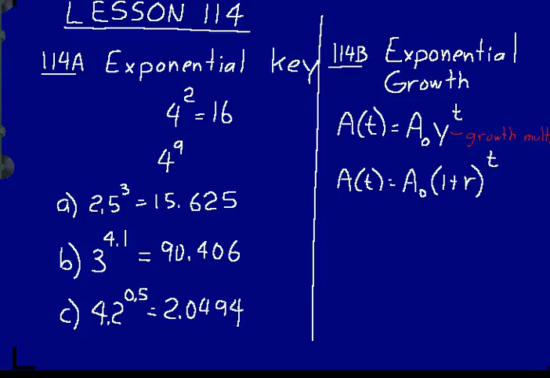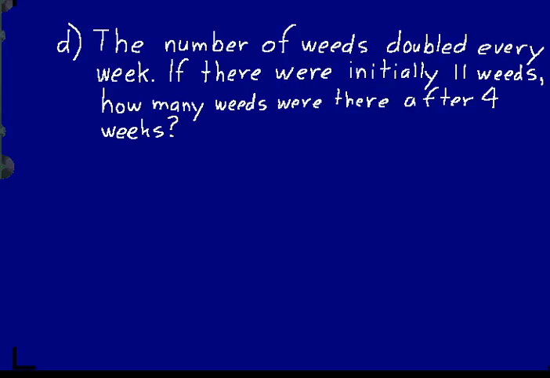For example, if you were looking at a population whose growth was doubling every hour, you would use a 2 for the y value, for the growth multiplier. If it was tripling every hour, you would use 3 for the growth multiplier. So that first function, A of t equals A naught y to the t, we'll consider that our exponential growth function. The second one, let's consider that our interest function. Let's go ahead and do a couple of practice problems dealing with these exponential functions.